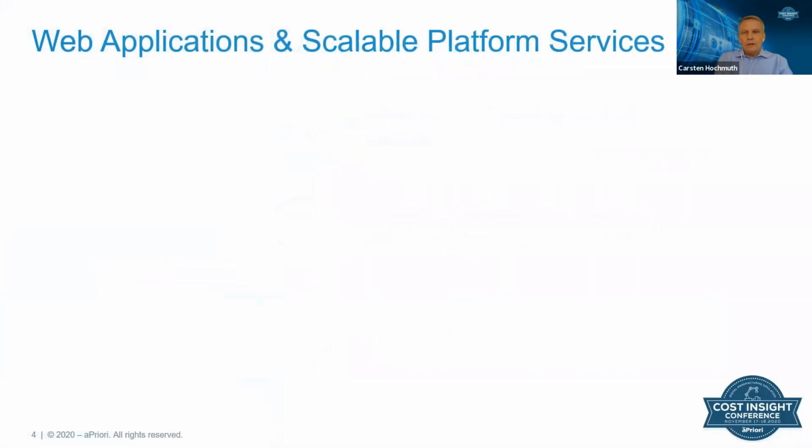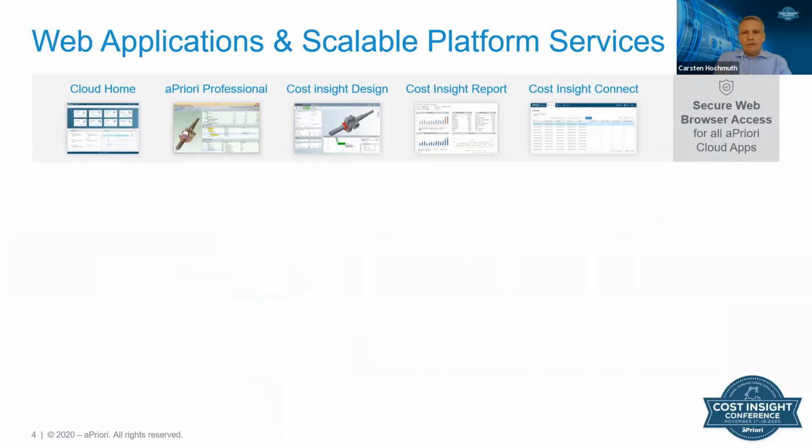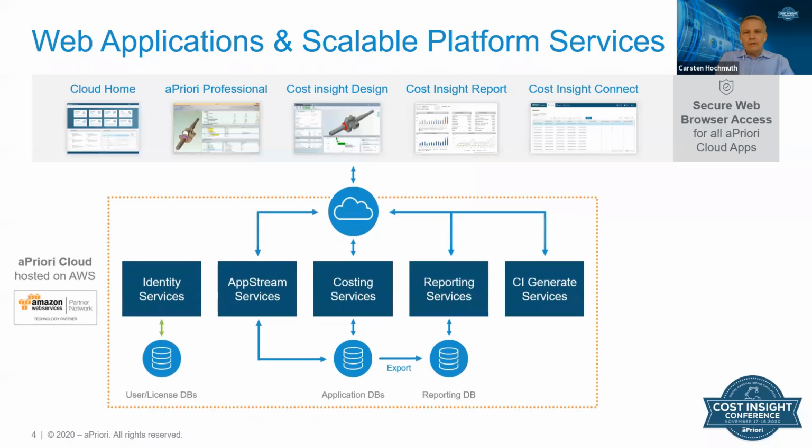So digging a bit deeper, what that is comprised of is a set of applications. There's a series of 5 applications: Cloud Home, aPriori Professional, Cost Insight Design, Cost Insight Report, and Cost Insight Connect. I'll talk more about what each of these do in this presentation. Those are supported by a scalable, highly available set of core services that we're running on the Amazon platform. We're a technology partner of Amazon's and leverage that to deliver all of this to you in the cloud.